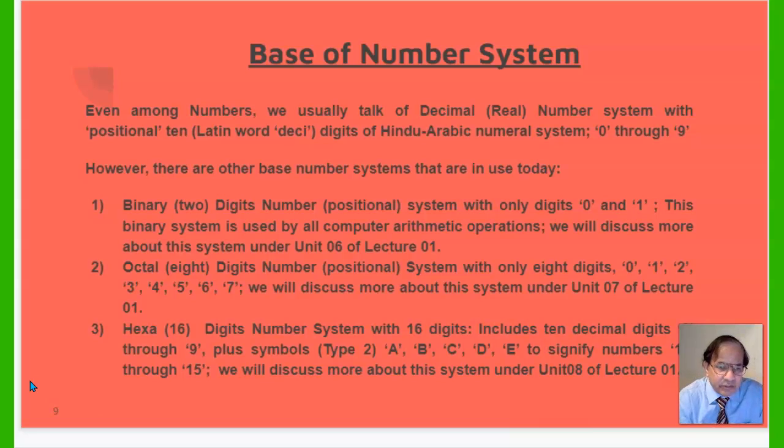The hexadecimal positional number system with 16 digits includes the 10 digits 0 through 9 plus symbols capital A, capital B, capital C, capital D, capital E to represent numbers 11, 12, 13, 14, 15 respectively.